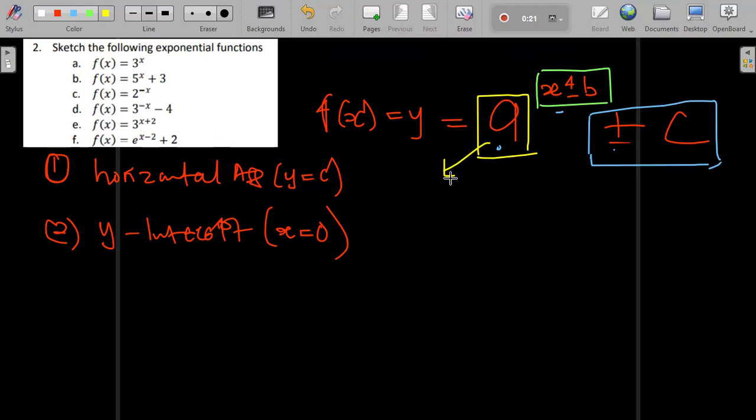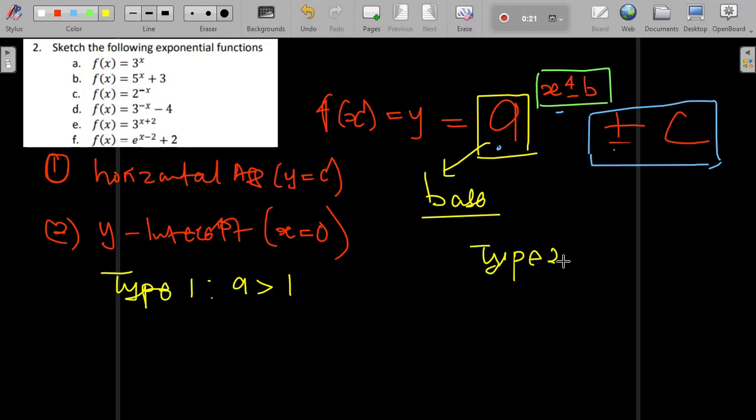This a here simply represents the base. Depending on the value of the base, you're going to end up with two types of exponential graphs. Type 1: this base a should always be greater than 1. And then we also have type 2, which means a should be between 0 and 1. In short, a should be less than 1 but greater than 0. This will give you a type 2, and the other will give you a type 1.